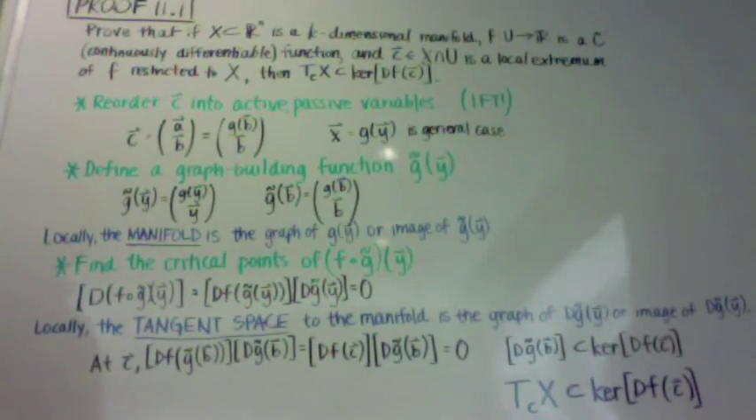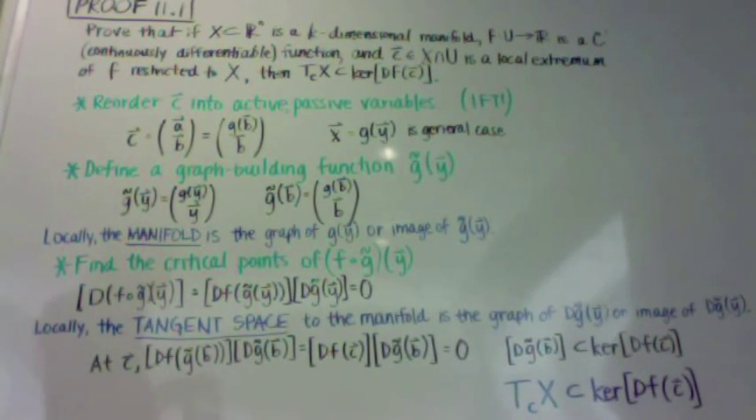So, we have proved that if X, which is a subset of Rn, is a k-dimensional manifold, and f is some function that maps from a set U to the real numbers R and is a C1 continuously differentiable function, and there is some point C, which is an element of the intersection between the manifold X and the set U, that is a local extremum of f restricted to the manifold, then the tangent space of the manifold at the point C is a subset of the kernel of df at the point C as well.